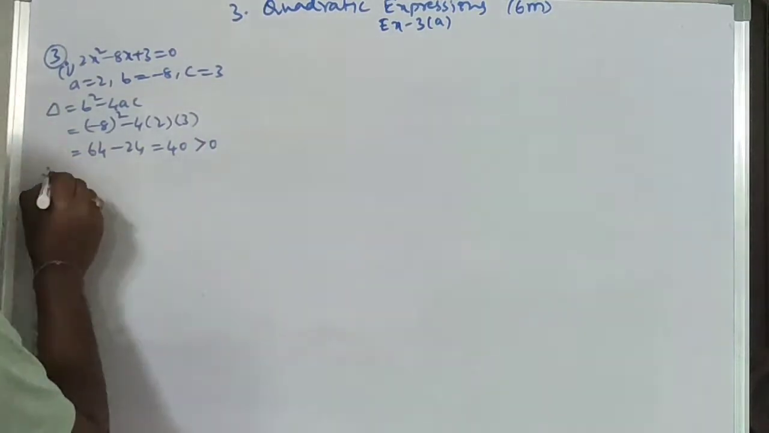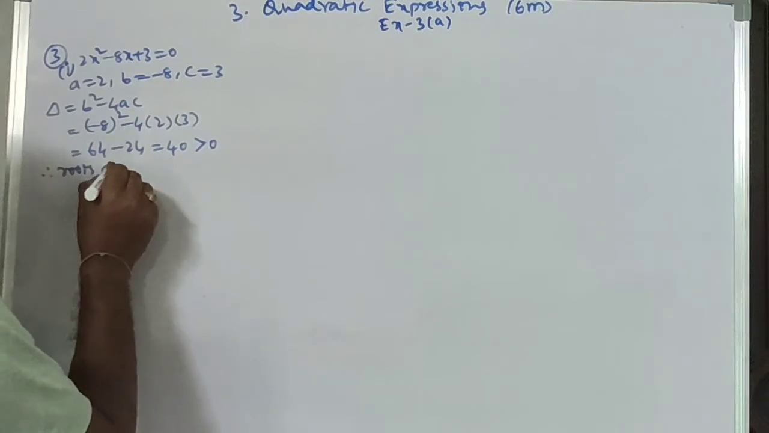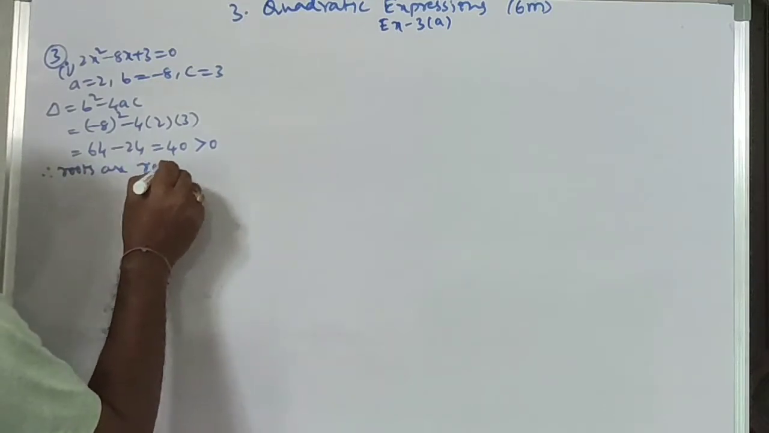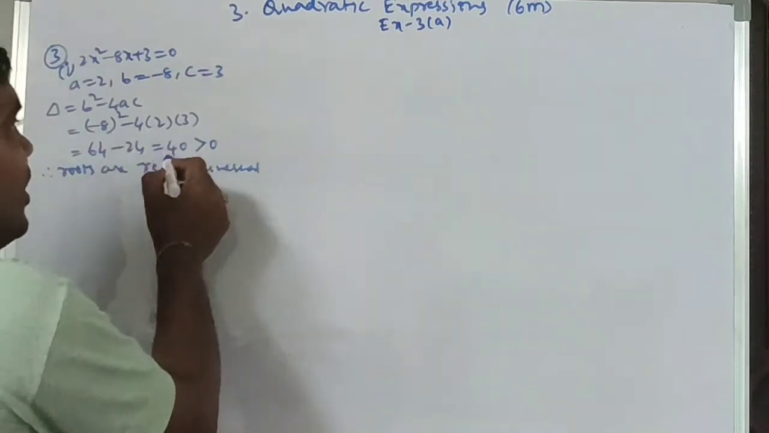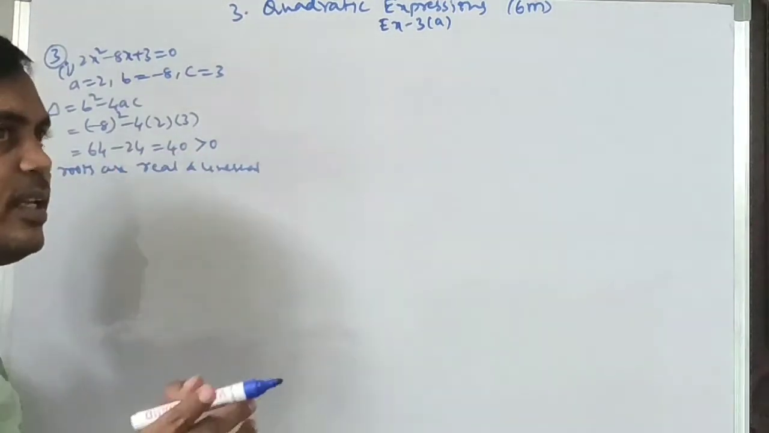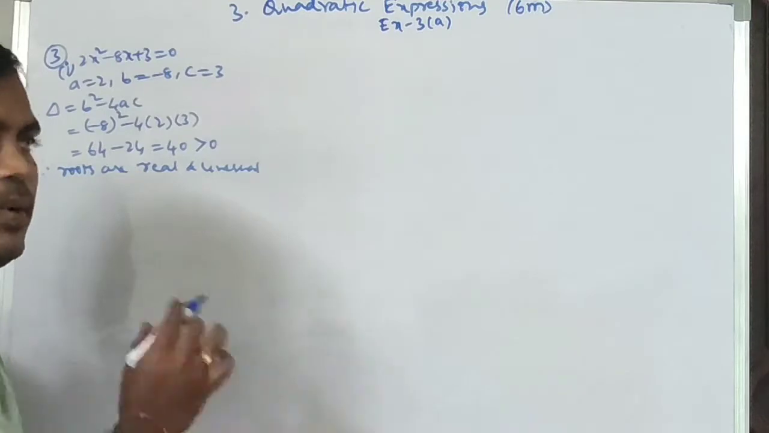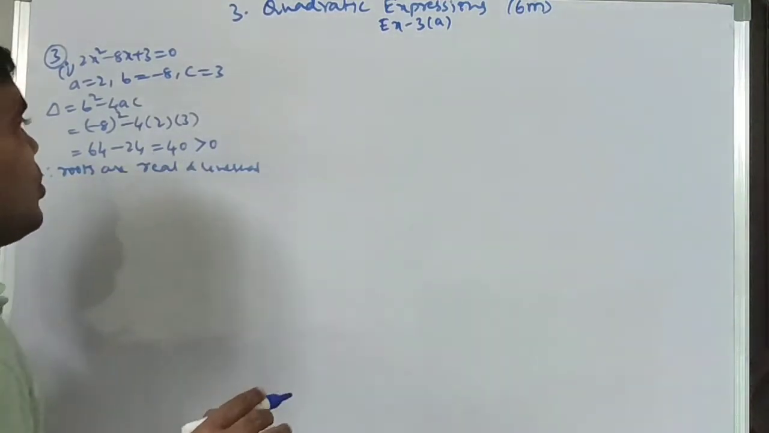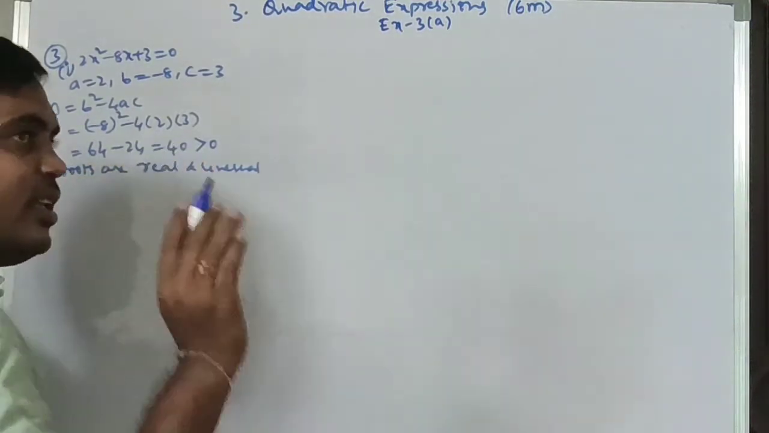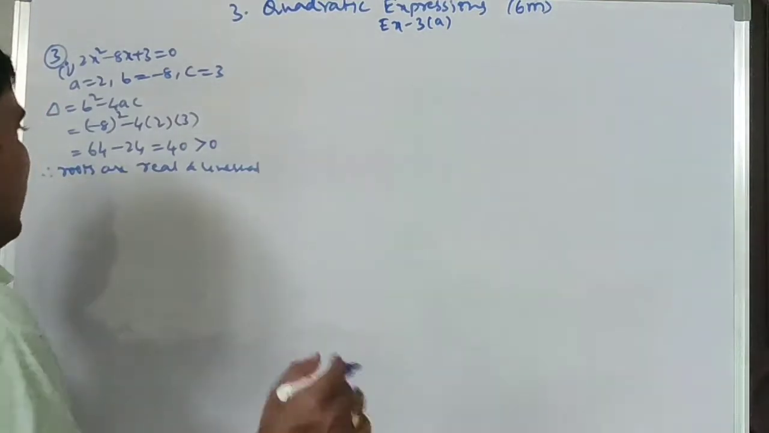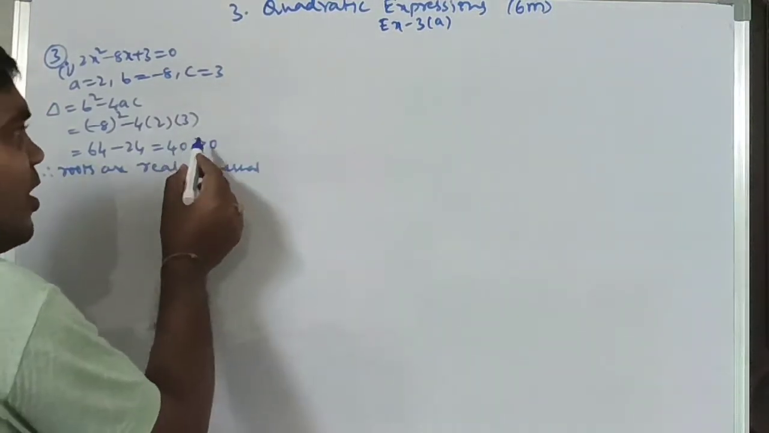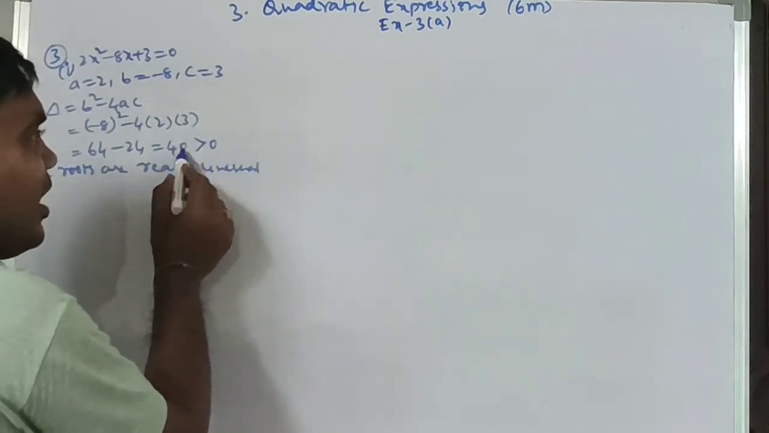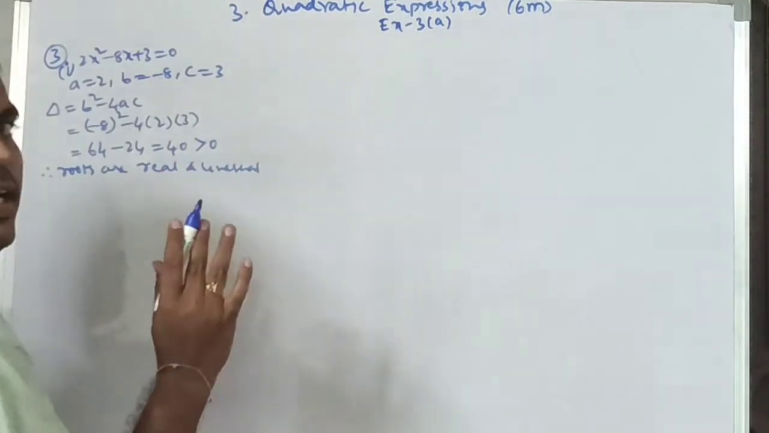So the roots are real and unequal. For example, if this value, instead of 40, is minus 40, then the roots are imaginary. Simply we write: so roots are imaginary. Instead of 40, if it is equal to 0, then we write: so the roots are real and equal. If it is minus 40, we should write minus 40 less than 0, like that.